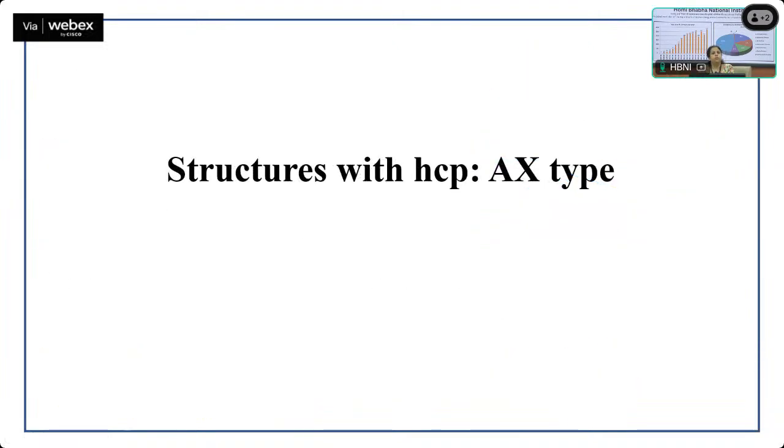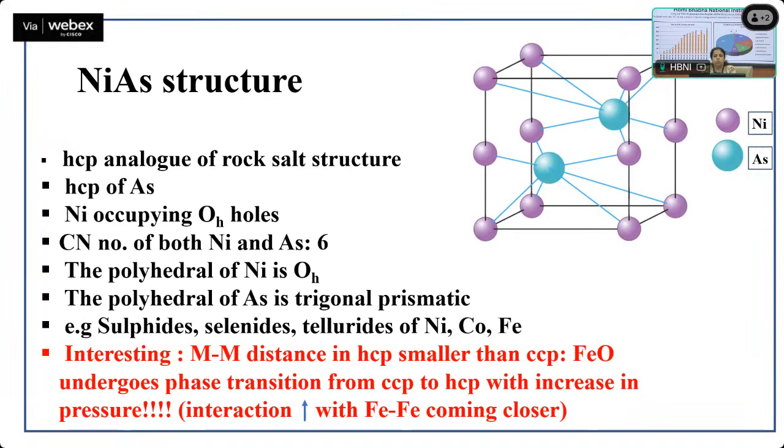All right. So till now, whatever structures we discussed were with the cubic close packing or the FCC lattice. Now let's talk about a few structures with hexagonal close packing, which are another interesting class in themselves. Starting again with the easiest case, AX type, when your anion and cation have the stoichiometry of 1:1. Okay. So the first one is nickel arsenide.